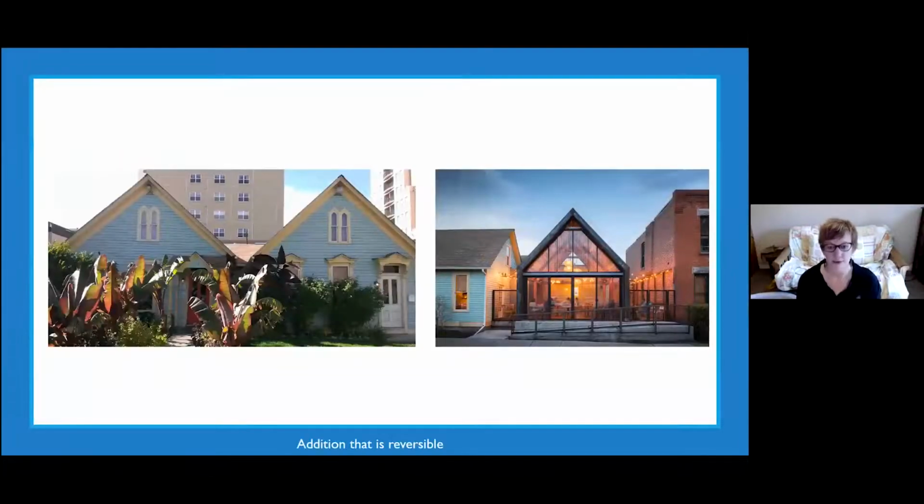Another good example in Denver is the rear addition to Cuba. It's a rear addition for additional seating space for the restaurant, but minimally attached to the historic building. And so that's an addition that could easily be removed in the future and it's not having a significant impact on the original historic structure.